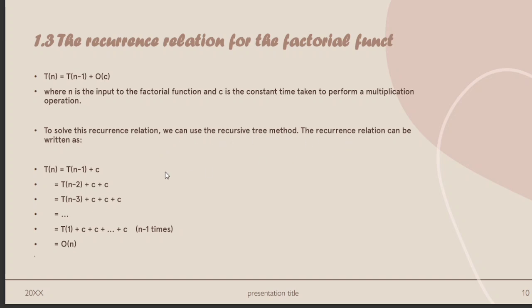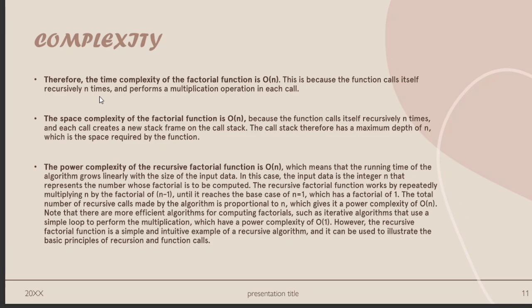The recurrence relation can be written as T(n) = T(n-1) + c, T(n-2) + c, and so on, n-1 times. Then the recurrence relation for the factorial function is O(n). The time complexity of the factorial function is big O of n. This is because the function calls itself recursively n times and performs a multiplication operation in each call.